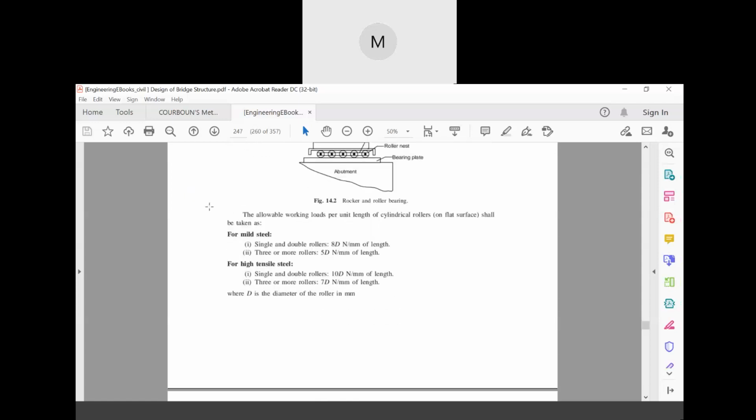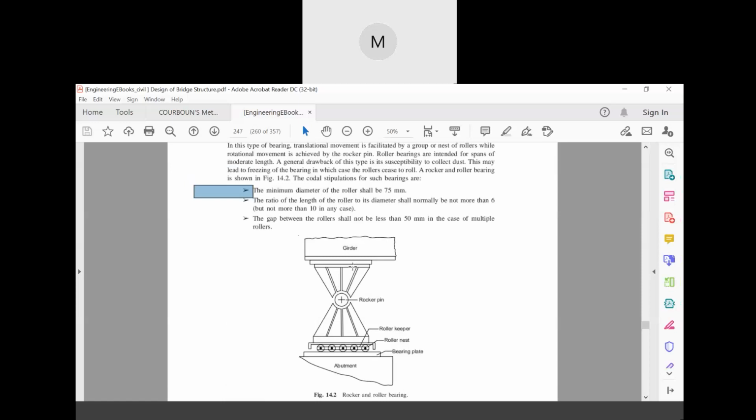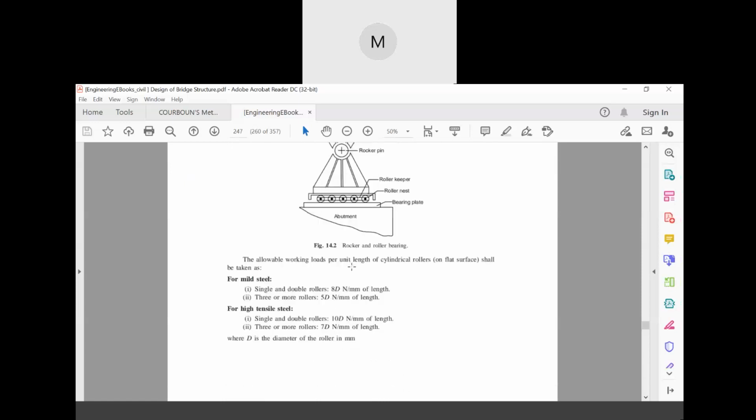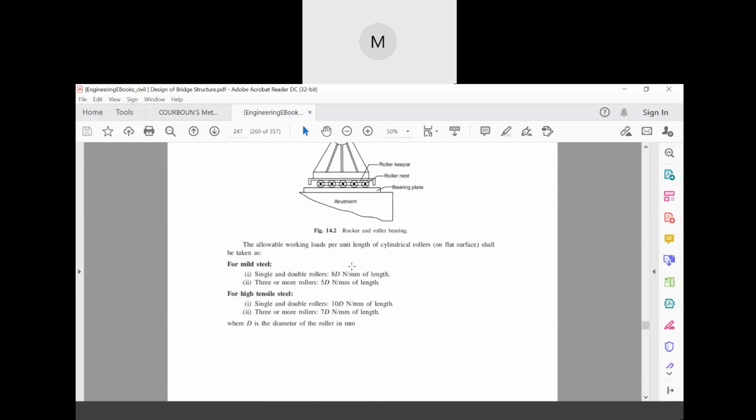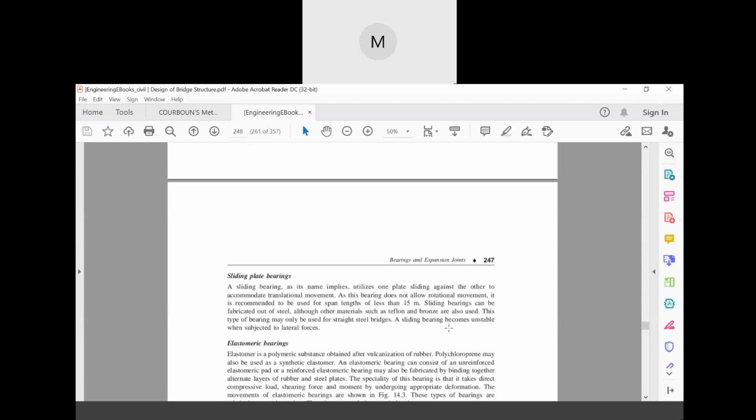Now the allowable working loads per unit length of cylindrical rollers for flat surface. So here are the allowable working loads per unit length of cylindrical rollers shall be taken as for what? Single and double rollers, it is 8d Newton per mm of length. That means 8 times the diameter d. Okay. Then for 3 or more rollers, it is 5d. Now for high tensile steel, it will be 10d for single and double rollers, and for 3 or more, it is 7d, where d is the diameter of the roller in mm. Fine.